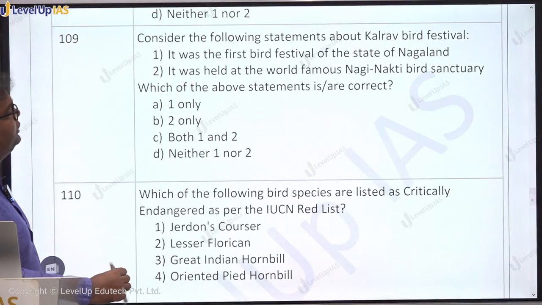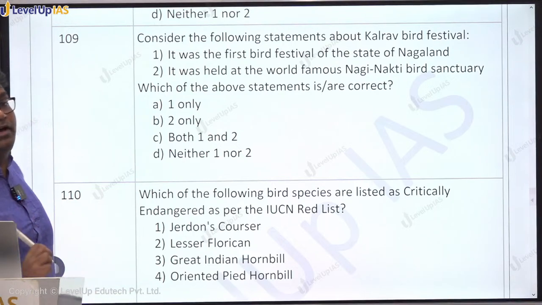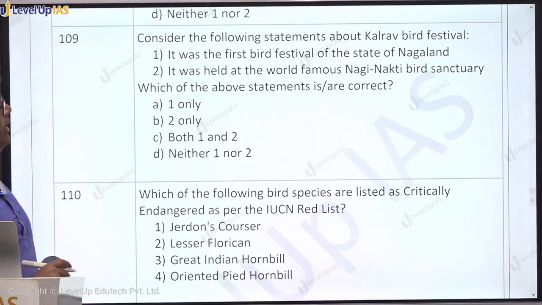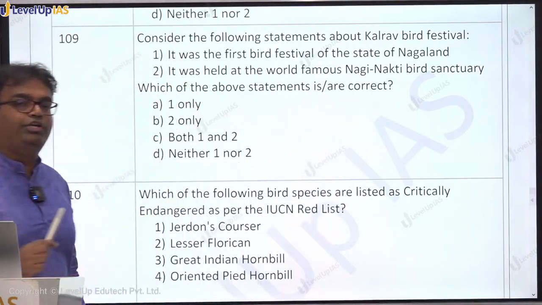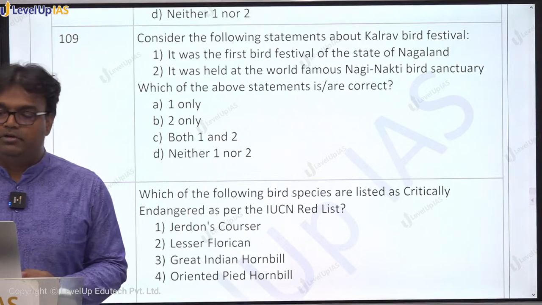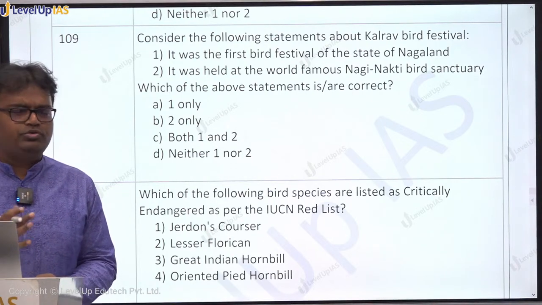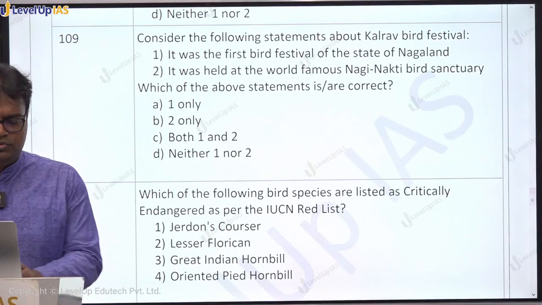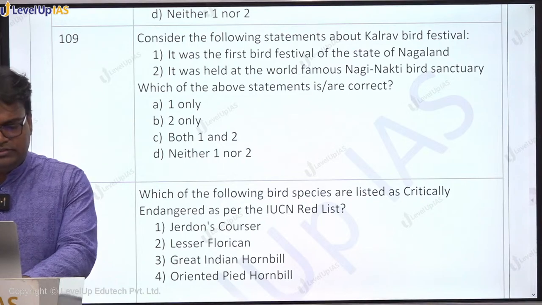109. Kalrav Bird Festival. Here the answer is B. Kalrav Bird Festival was held in Bihar, not in Nagaland. In Bihar, there is the Nagi Nakti Bird Sanctuary in Jamui district. There it was held. This is a bit old, around 2000. It was in the news then, not recently. So if you are not able to do it, don't worry. Just look at it carefully here.